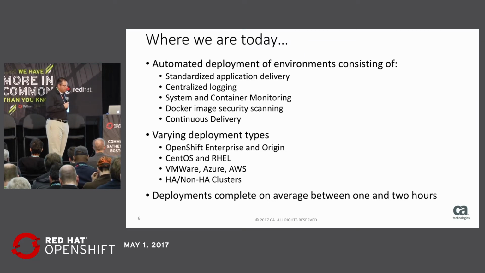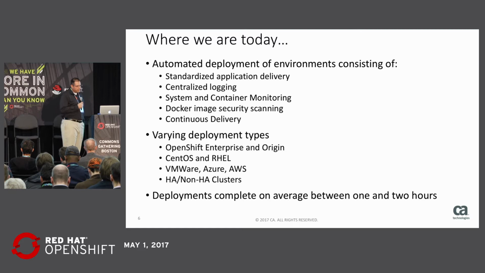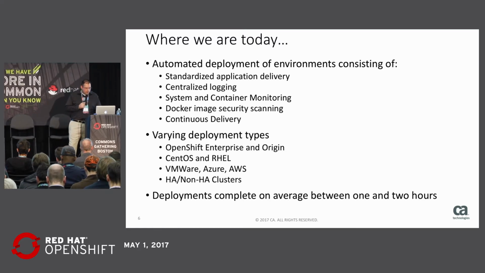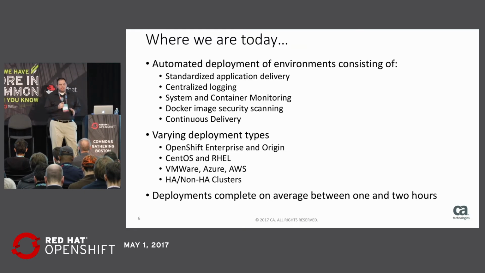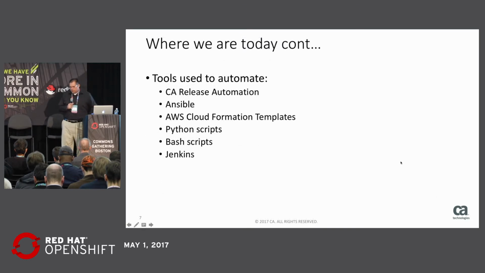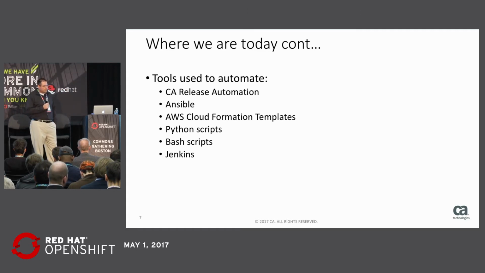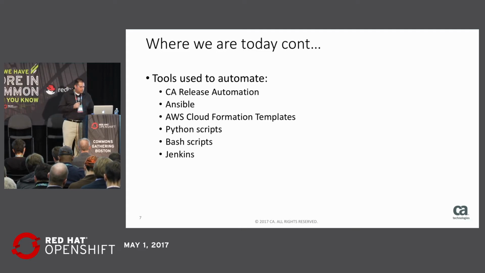In the product overall, OpenShift 3, I think, is far better than it was before, even in addition to incorporating Kubernetes and Docker. I just find it much easier to administer and maintain than the previous generation. Some of the tools that we use to automate our deployments: CA Release Automation, Ansible, of course, AWS CloudFormation templates, Python scripts, Bash scripts, and Jenkins, of course, for our continuous delivery model.